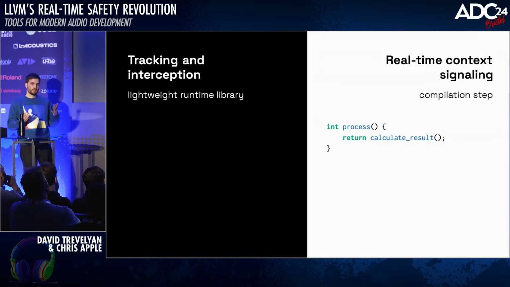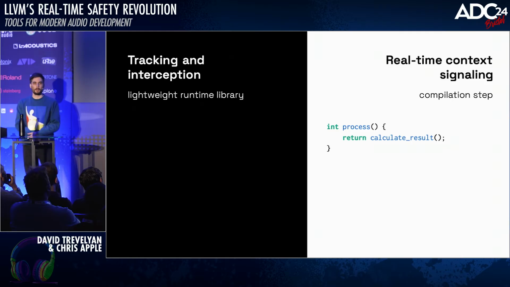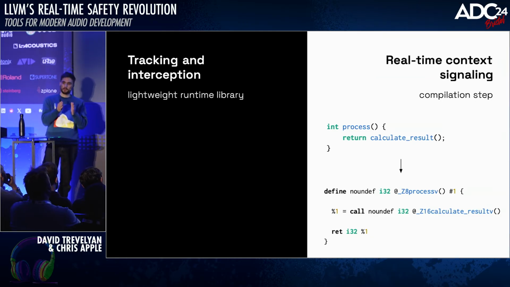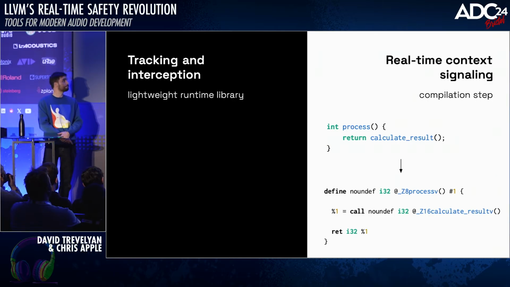So let's say that this is the entry point for our real-time thread. This is our process callback. Now, in the LLVM toolchain, I'm sure many of you will be aware that right in the middle there is some kind of abstract, assembly-like intermediate representation that our code eventually ends up as. This is nice. This is a domain in which optimizations happen.